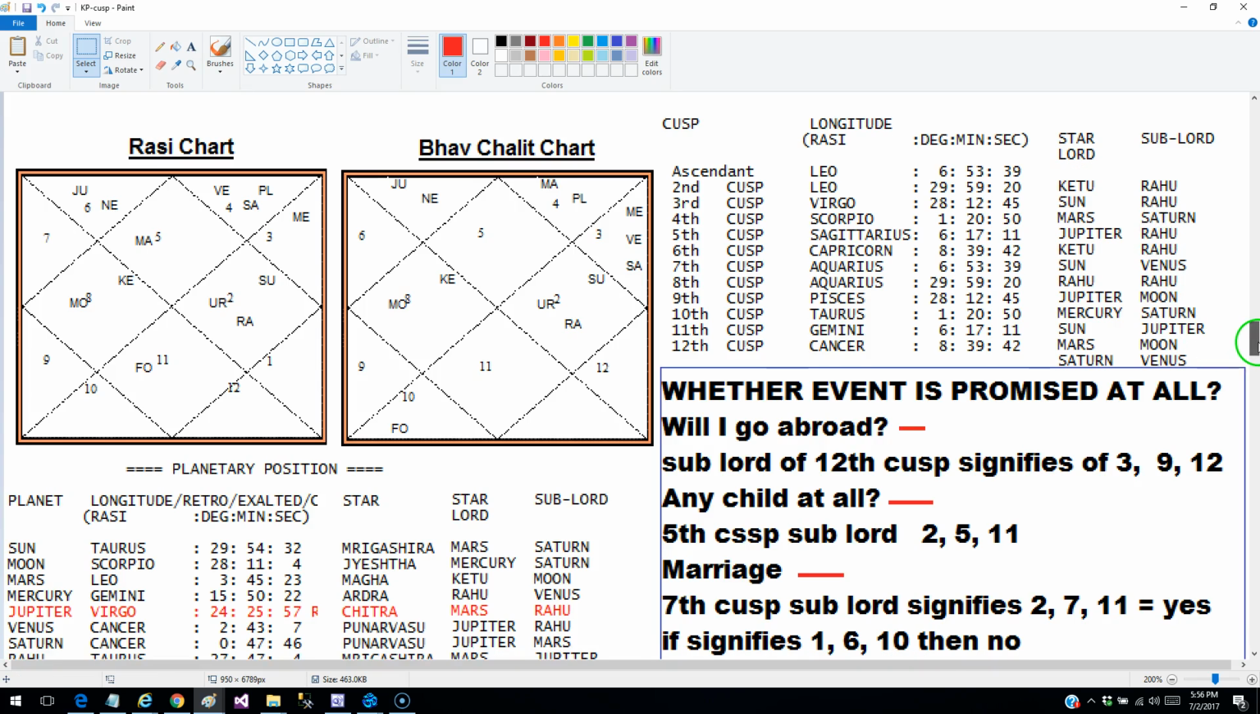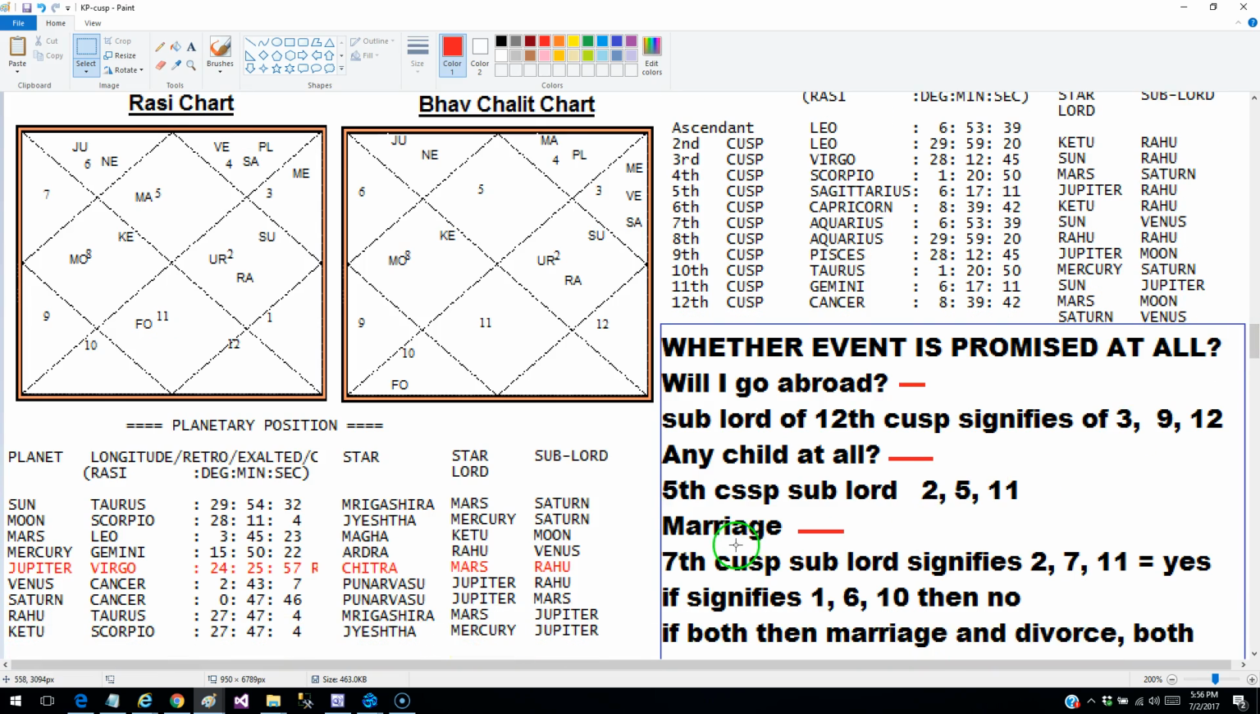And so if somebody asks about marriage, then in Krishnamurti Paddhati, first you have to find out if the seventh cusp sublord signifies houses 2, 7, and 11, then the marriage is promised. If it signifies 1, 6 and 10, then marriage is not promised. These 1, 6 and 10 are the negative houses for 2, 7 and 11. So they negate a marriage. Then you say the marriage is not promised.